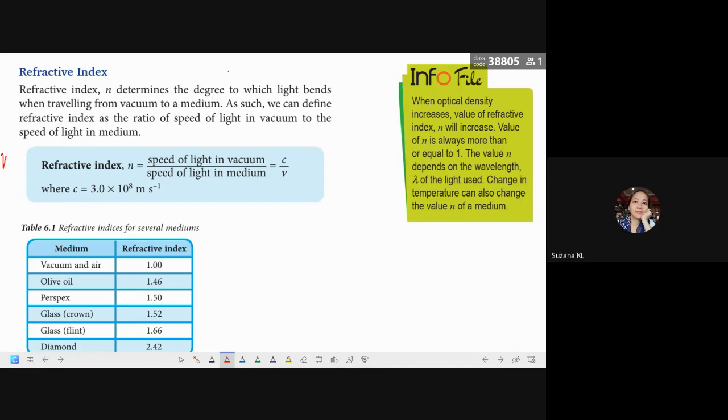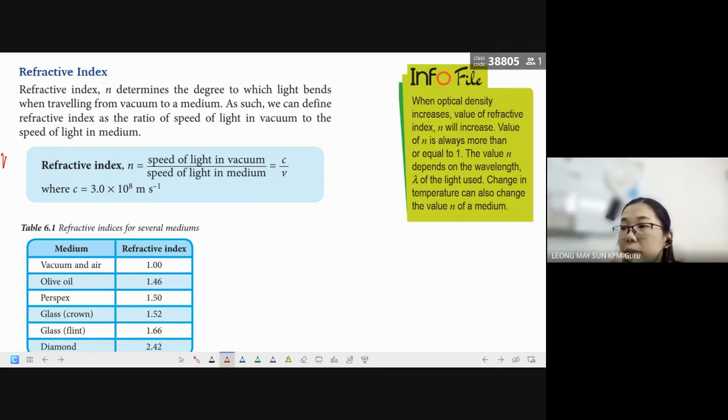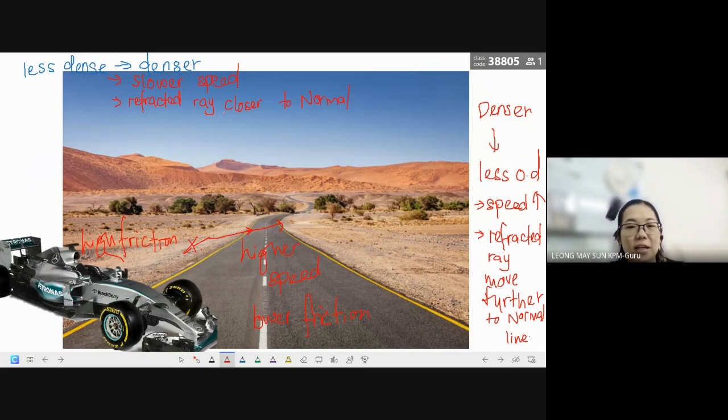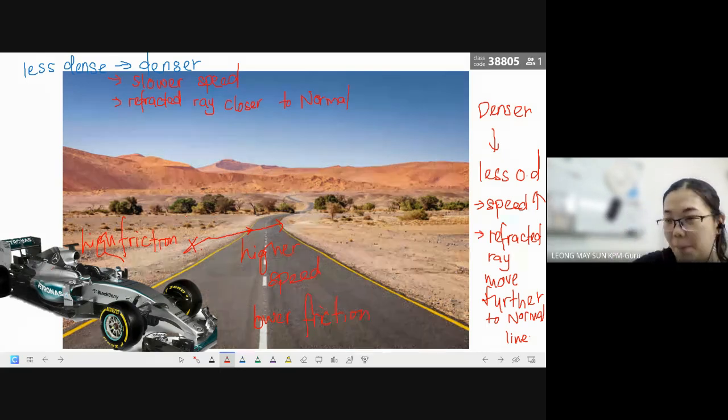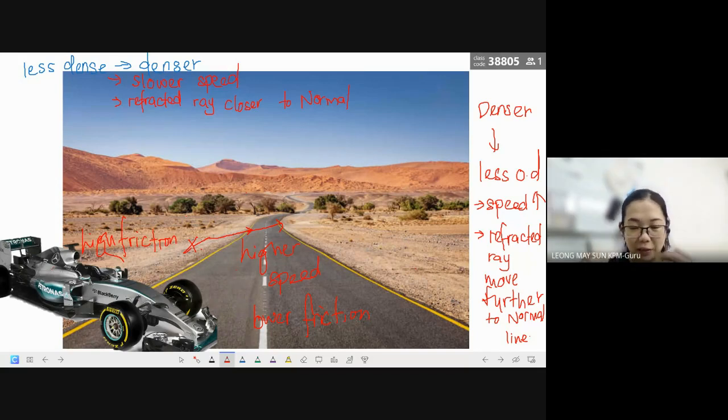Hua Yong asked a question in chat: why does a faster speed of light cause it to move away from the normal line? Since you mentioned this, let me refer back properly first before I say something that is not proper. The analogy that I used last time was the optical density. I consider it as parental control. Higher density means higher parental control when you go to the shopping center.